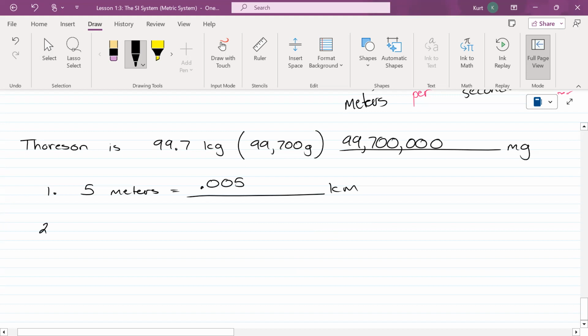Let's check out number 2. 3 grams to milligrams. Is a milligram bigger or smaller than a gram? How many times smaller? 1,000 times smaller. So do we need to shift the decimal to the right or to the left 3 times? How many spaces? 1, 2, 3. 3,000 milligrams.